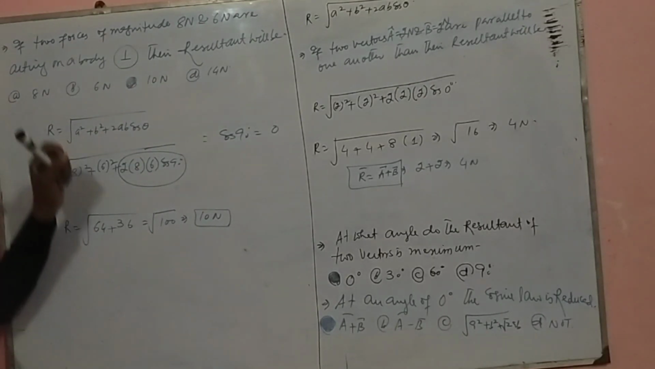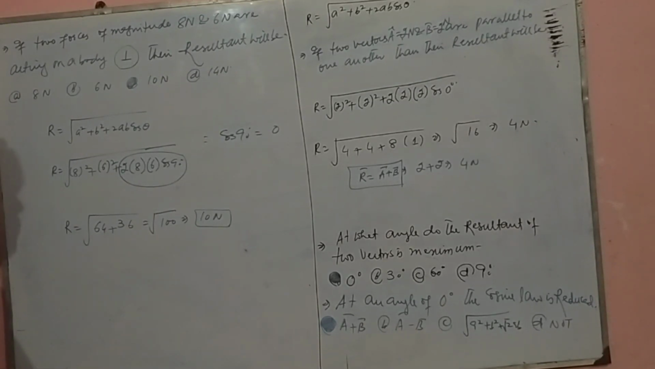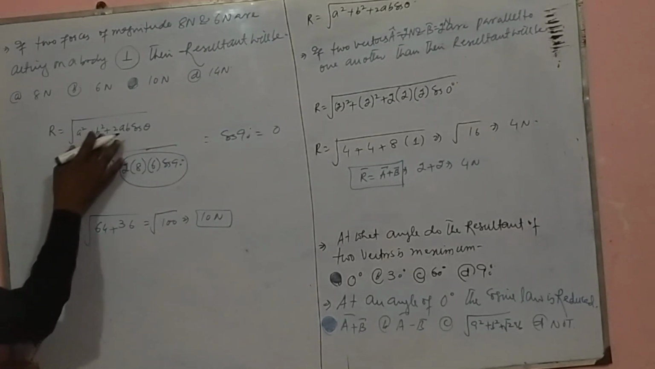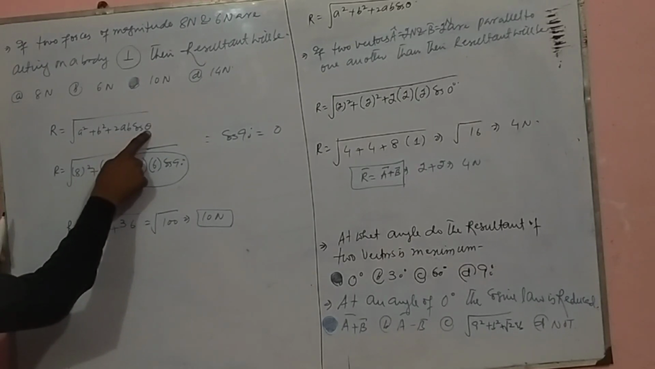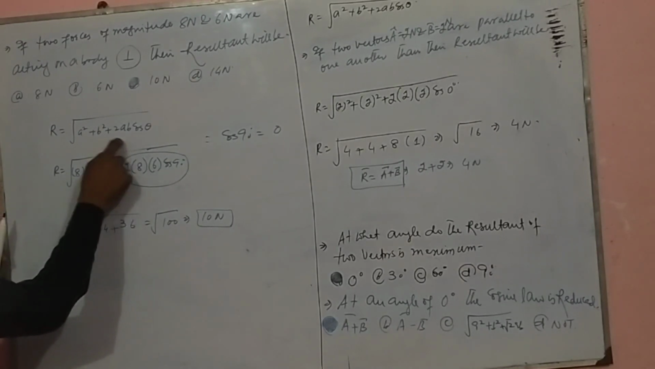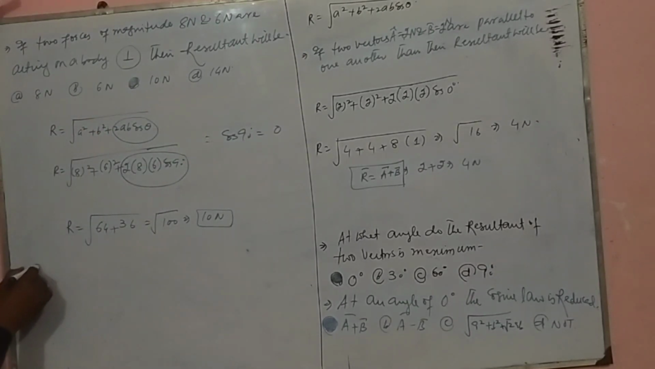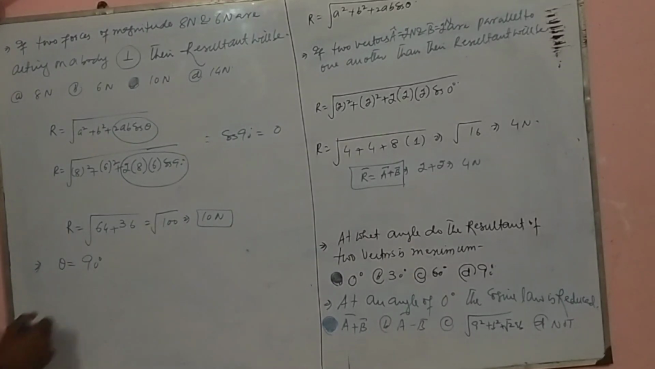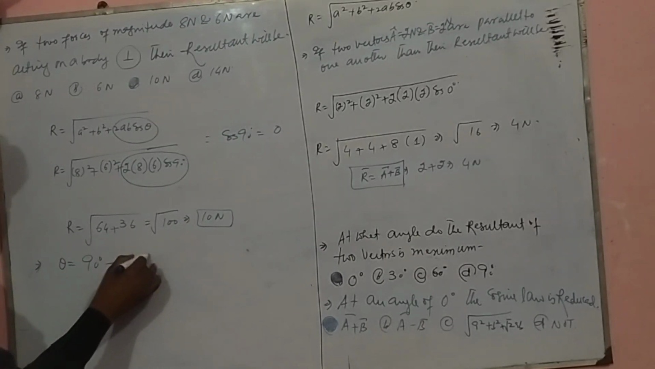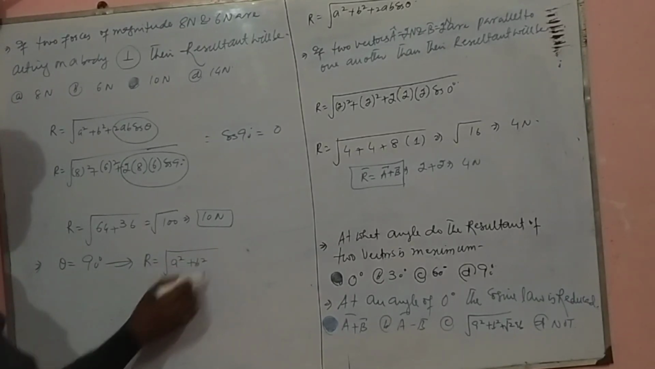So if the angle between two vectors is 90 degree, then the cosine law is reduced to a square plus b square, because cos 90 is equal to 0. So this whole term will also be 0. So at an angle of 90 degree, the cosine law is reduced to a square plus b square.